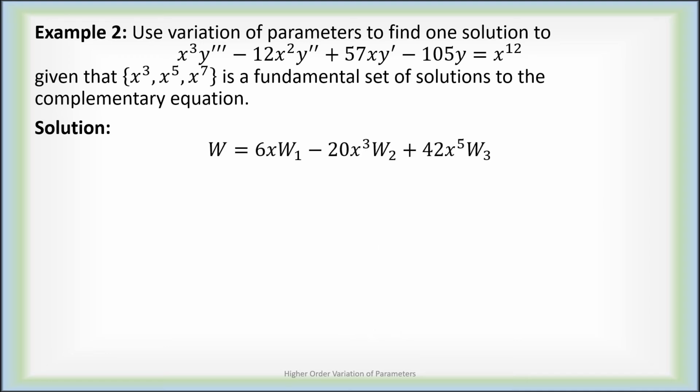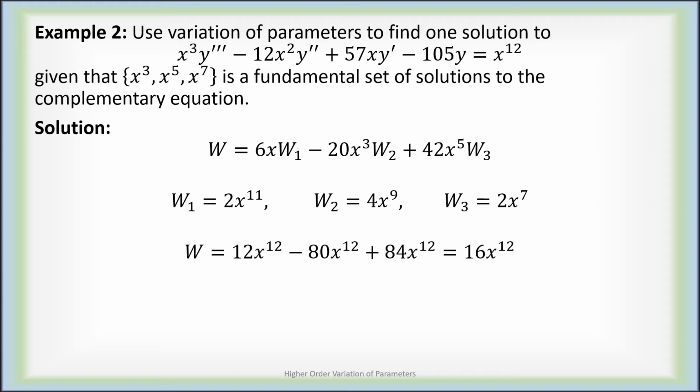W, the overall determinant, we already expanded along the last row. We've already found W1, W2, and W3. So we can quickly compute W itself to simply be 16x to the 12th.